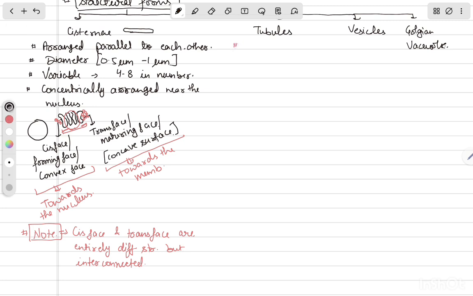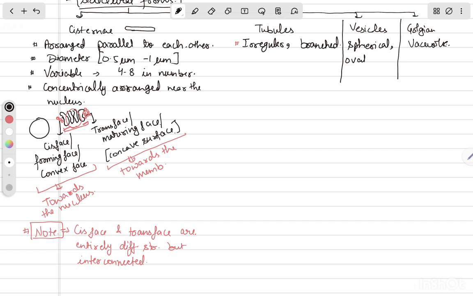Next is tubule. Tubules are nothing but irregular and branched structures, just like endoplasmic reticulum, right? Vesicles are spherical or oval shaped structures. Golgi vacuoles are large spherical membrane bound structures, right?